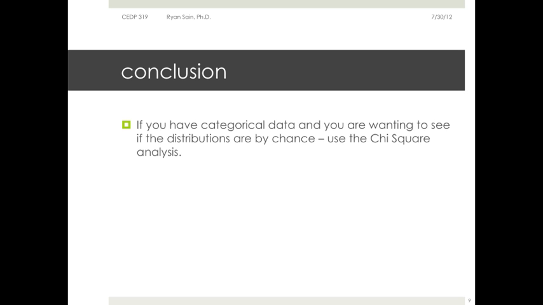And when you read about it, just know that it's asking the question: are these differences due to randomness? Is this distributed in a way? Are these cell frequencies random or are they not? And if they're not, then we say it's significant.